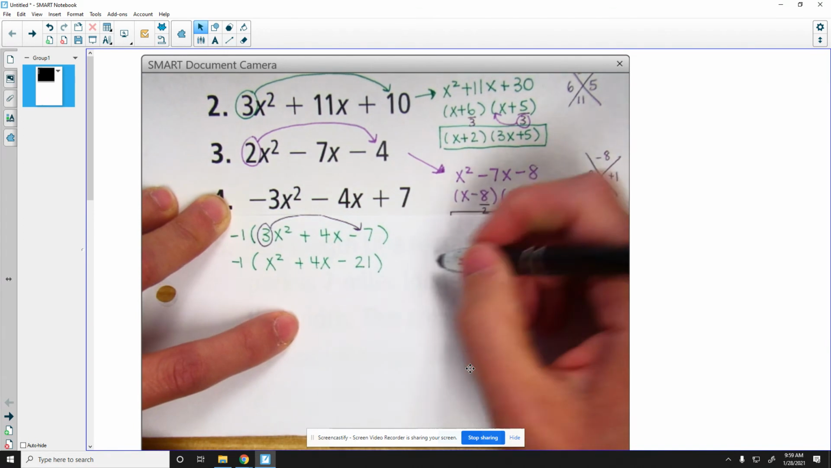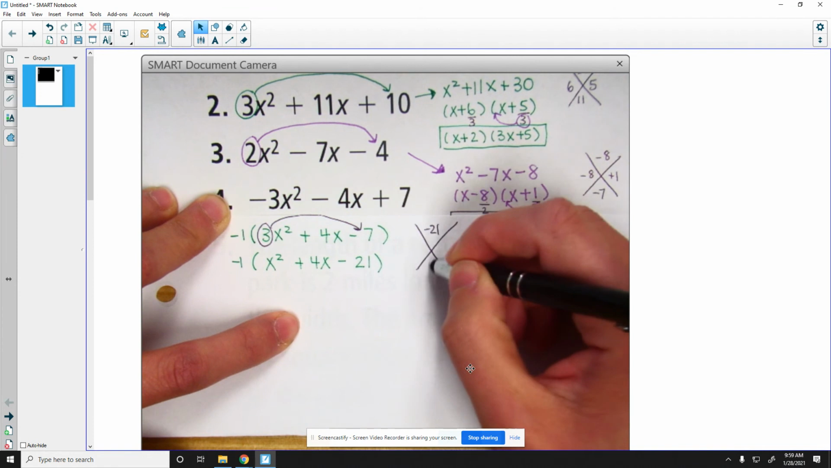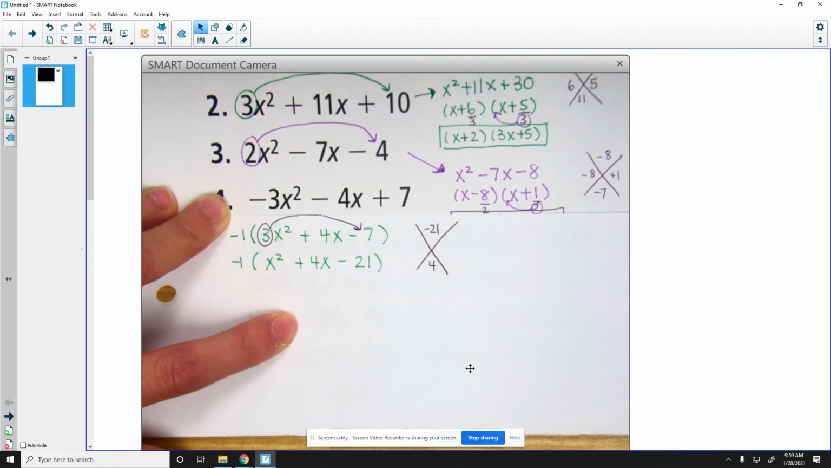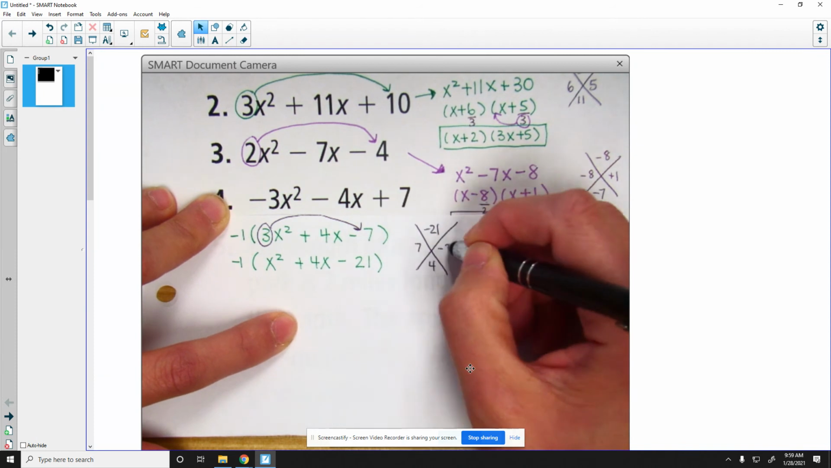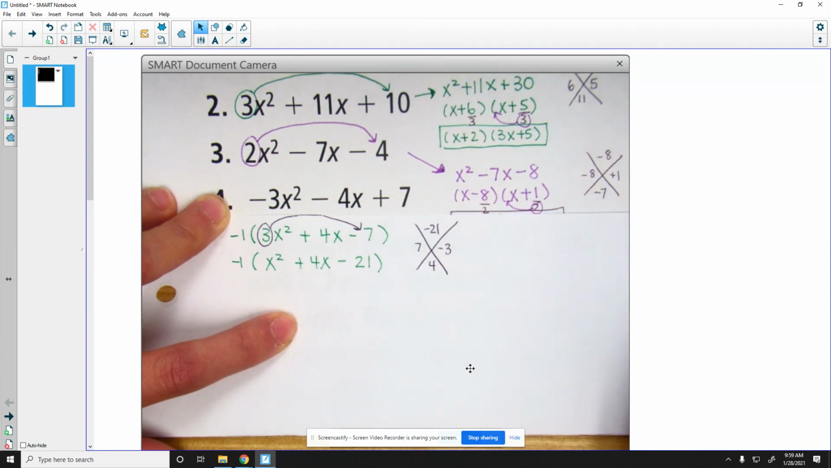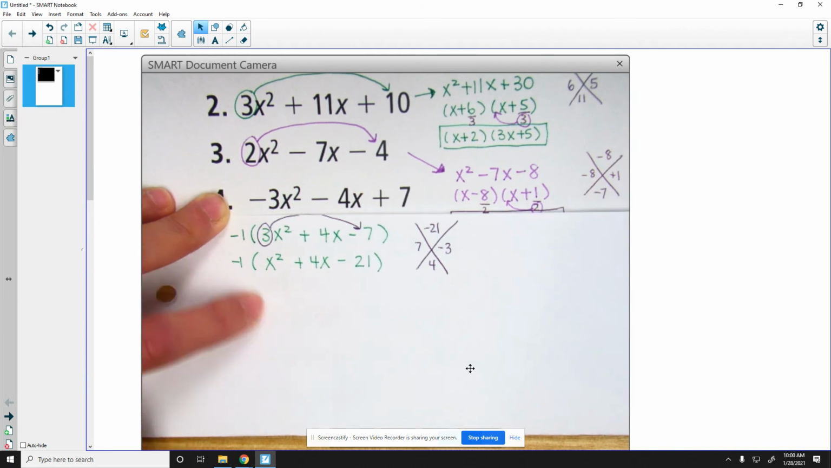So now I can do big X. Negative 21, positive 4. What are those two numbers? 7 and -3. Some of you are super quick because you know your math facts, and some of you have not so great math facts. You don't remember your multiplication tables. So it'll take you a while, but that's why you have a calculator. Okay. All right. So let's rewrite this.